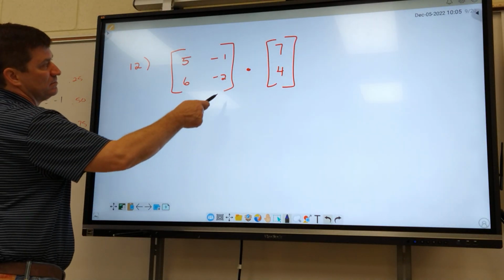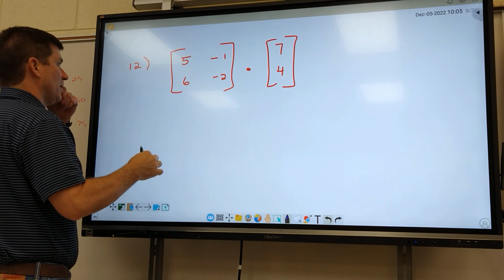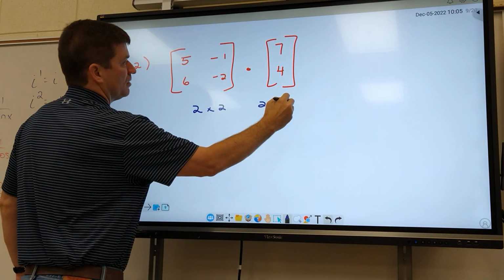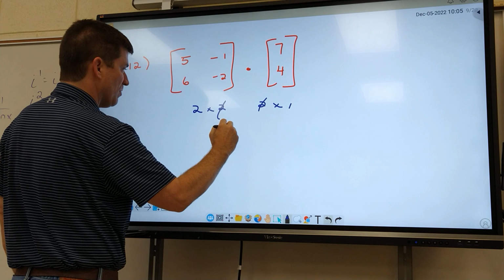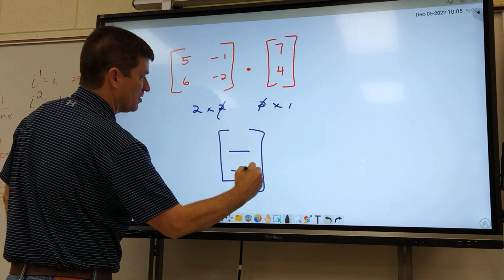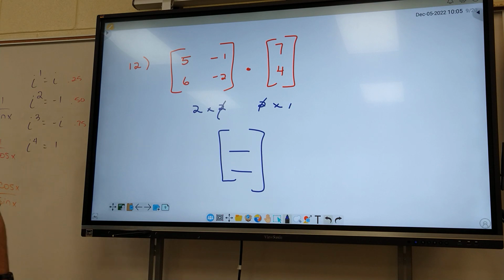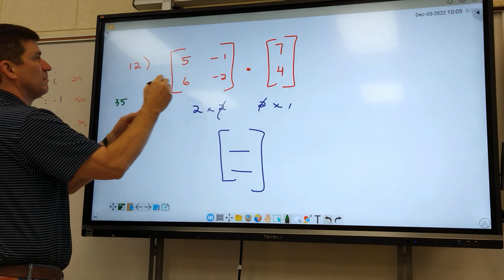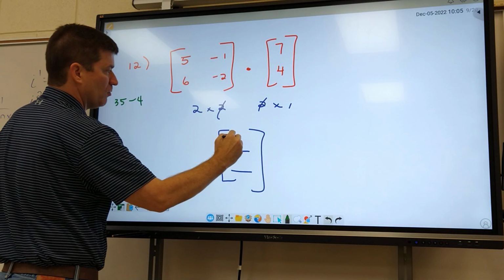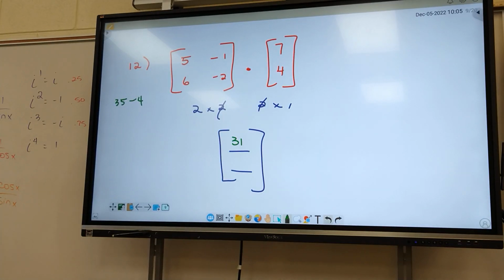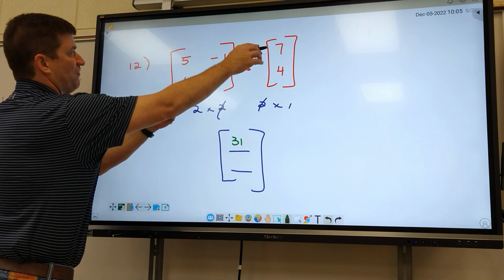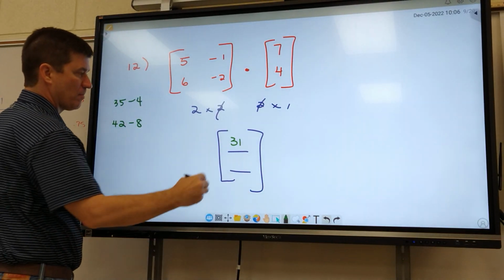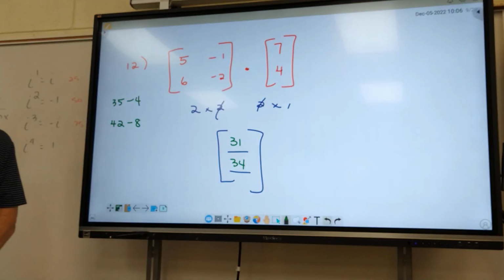All right, Devin Wright. What size is the first one on number 12? 2 by 2. What size is the second one? 2 by 1. So, the middle cancels. My answer is going to be 2 by 1. So it's going to look like this. Everybody good? All right, so let's write the answer in there. I got 35, negative 4. I got 31 for my first number. All right, the bottom, I got 42 minus 8. Somebody do that for me. 34. All right, check my answer right there.